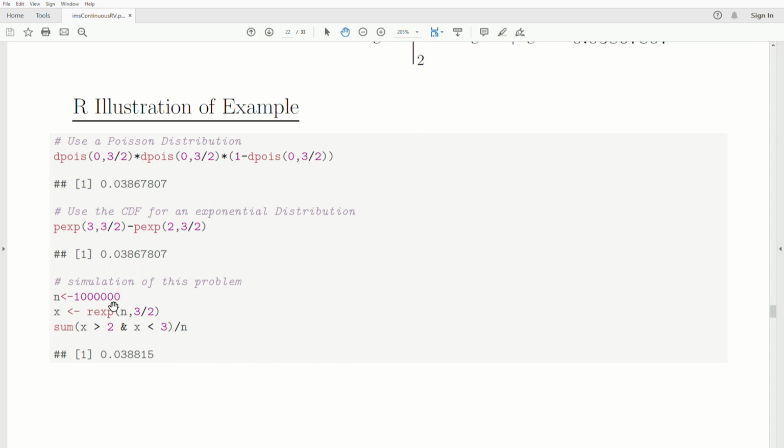Let's do a quick simulation of 1 million reps. Let's take a sample size of 1 million from an exponential distribution with beta equal to 3 over 2. Let's find how many times we're over 2 and under 3. Add up those times. Divide by the 1 million reps. We get 0.0388, which is really close to theoretical.